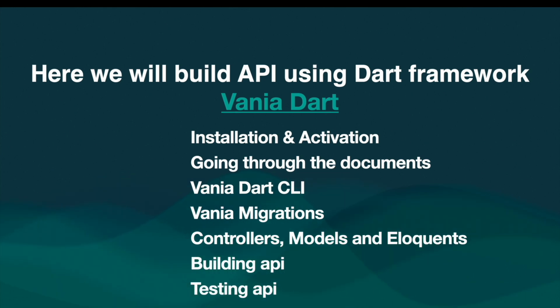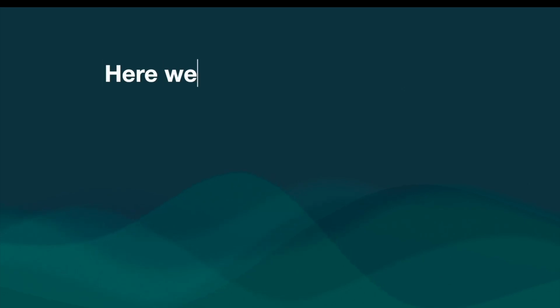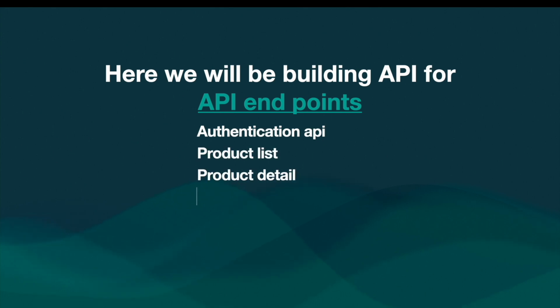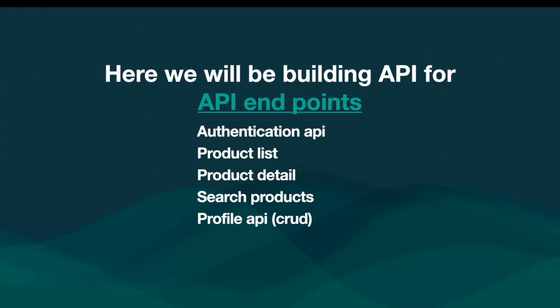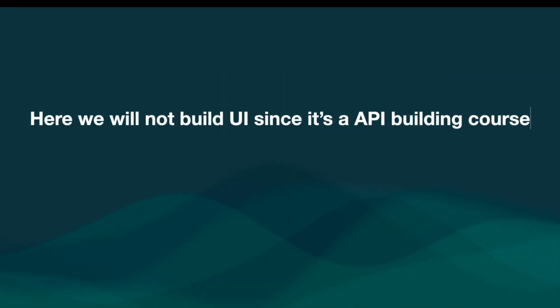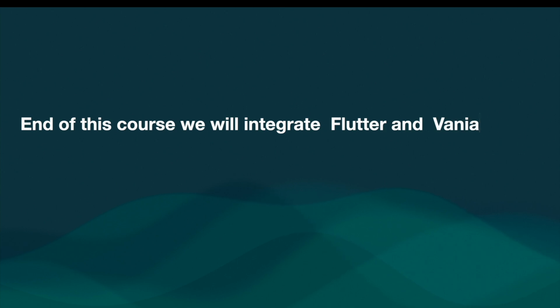Here are the endpoints that we're going to cover for our API building: authentication API, product list, product detail, search products, profile API, which would be CRUD, wish list API, which would be CRUD, payment API, and notification API. Since this is not a UI course, we are not going to build the UI step by step. We just focus on building the API. At the end of this course, we'll integrate Flutter and Vania Dart.